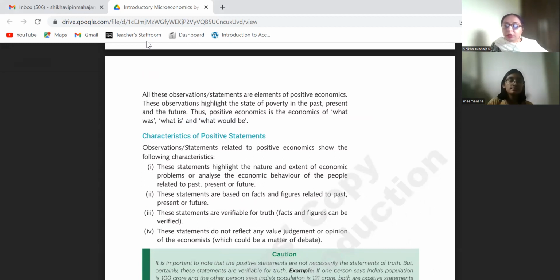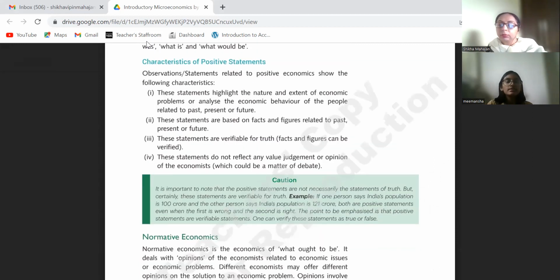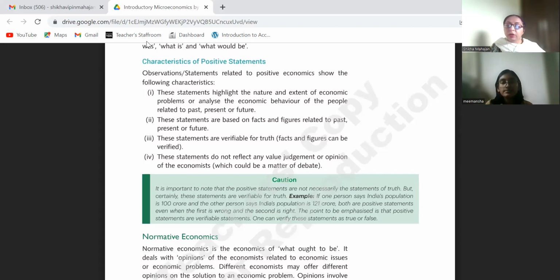What are the characteristics? Please read these statements. So these statements highlight the nature and extent of economic problems or analyze the economic behavior of the people related to past, present, or future. Then these statements are based on facts and figures related to past, present, and future. And the statements are verifiable, evident. The facts and figures are the evidence of what you are telling about the past and future.